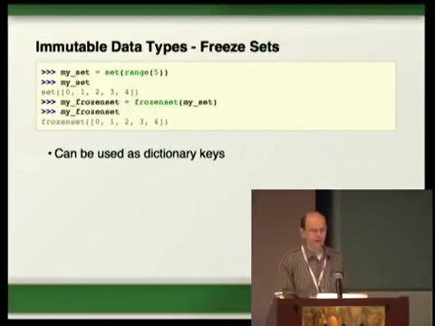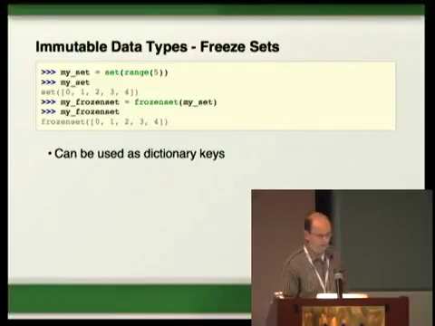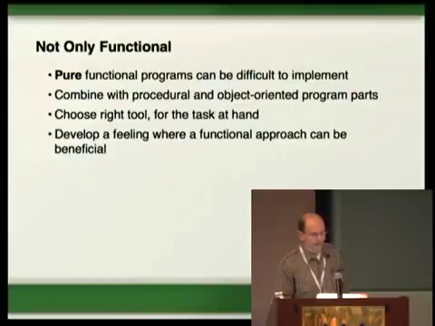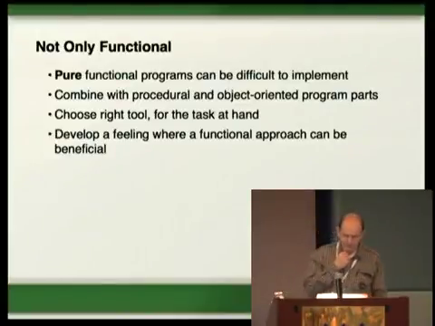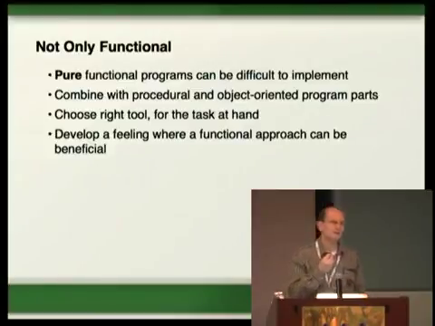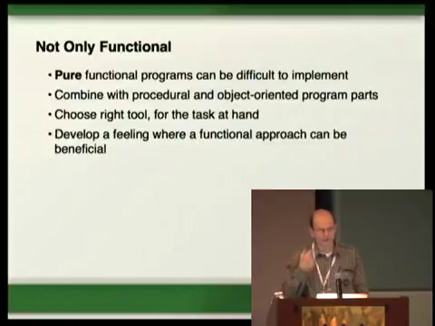Okay, you can use sets, you can freeze sets, which makes immutable data types, and it gives us the possibility to use them in dictionaries. The problem is, if you write a functional program, it can be very nice, but there are a few things that just don't really work. Input-output is one of them, and maybe others. So you want to combine it. And that's what Python is good for.